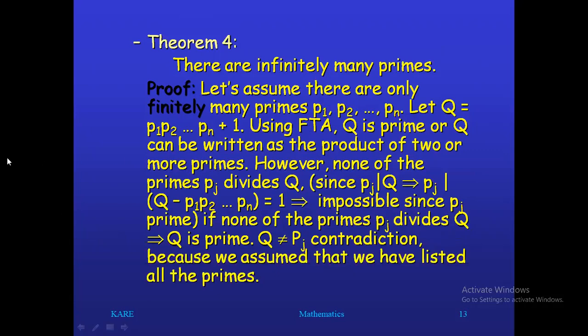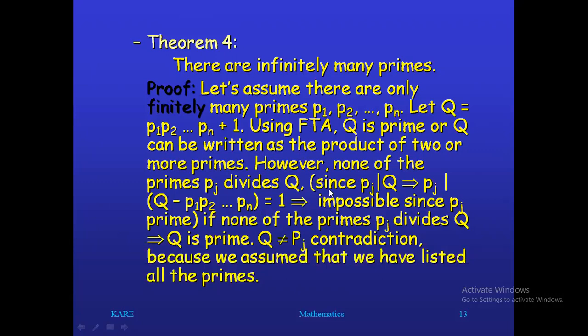Then let Q be equal to p1 p2 so on up to pn, plus 1. Using the fundamental theorem of arithmetic, what can you say here? Q is a prime number, or Q can be written as a product of primes. But anyway, none of the prime numbers pj is going to divide Q. Is it not? It can be written as a product of prime numbers, but none of the prime numbers is going to divide Q.